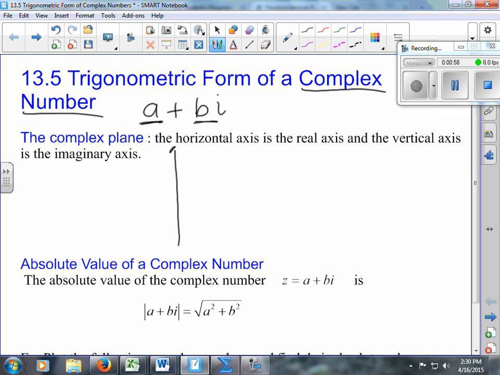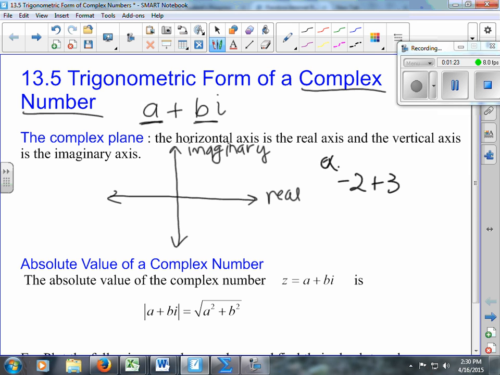One thing we haven't had a chance to do a whole lot of is plotting a complex number on the complex plane. The complex plane has two axes, in which the horizontal axis is the real axis and the vertical one is the imaginary axis. For example, the complex number -2 plus 3i plots as a point here, where the real component, -2, is 2 units left of the 0, and 3, the imaginary component, is up 3. If I were to call this complex number z, this would be point z.